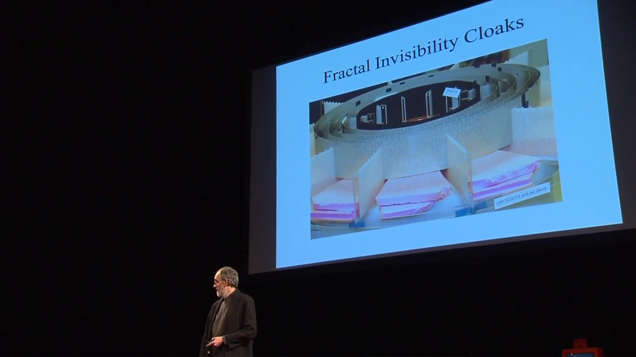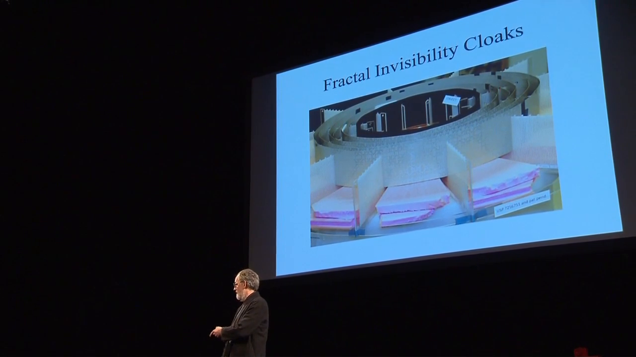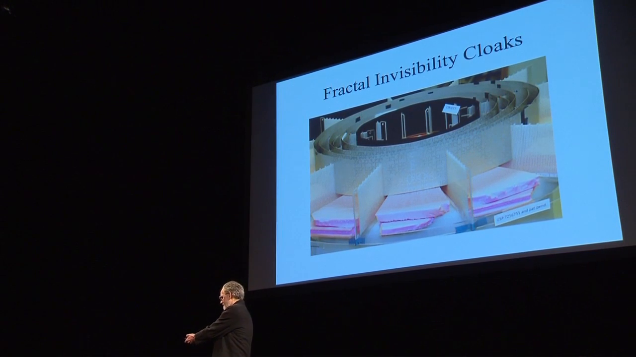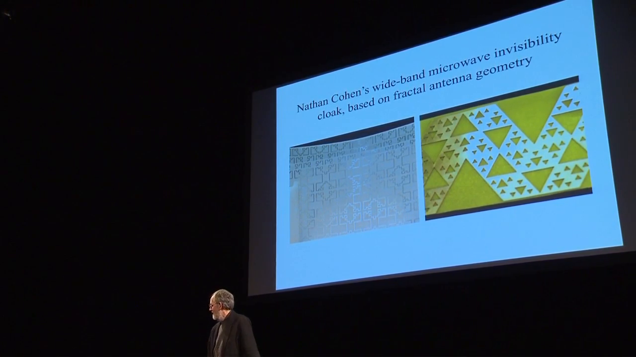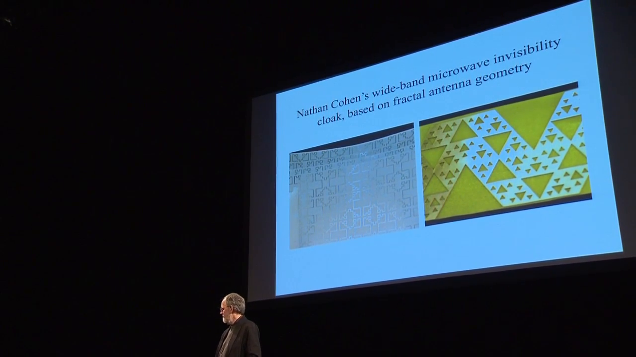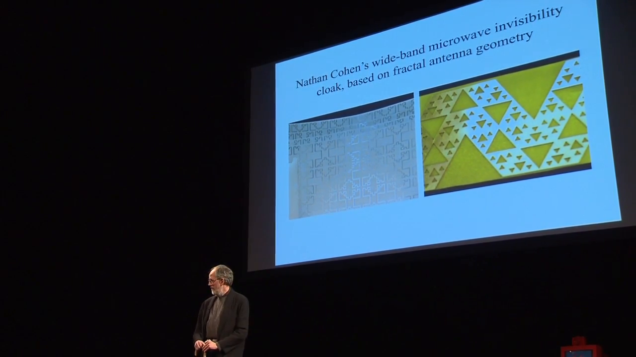This is it. It's concentric cylinders. The target, the thing you want to make invisible, goes inside. The cylinders are covered with fractal antenna patterns. And in the experiment I'm going to describe, there's a microwave emitter over here and a receiver over there, and you just shoot the microwaves at the receiver to begin with.